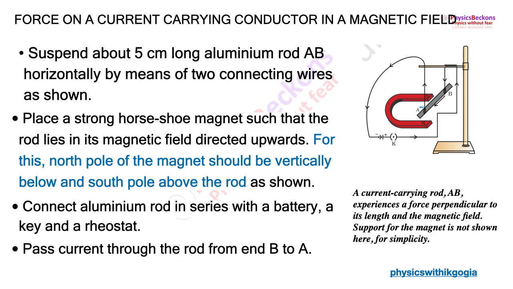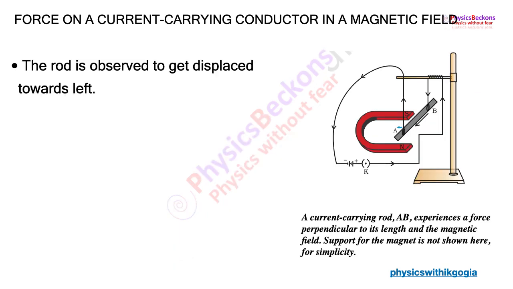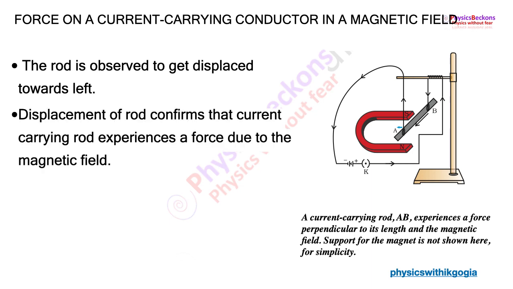Let us pass current through the rod from end B to end A, that is directed into the paper or into the plane, and observe. I'm going to insert the key and observe what happens to the rod. The rod in this case gets displaced or deflected towards left, indicating that there is a force acting on the current carrying conductor AB towards left. This displacement confirms that there is a force.